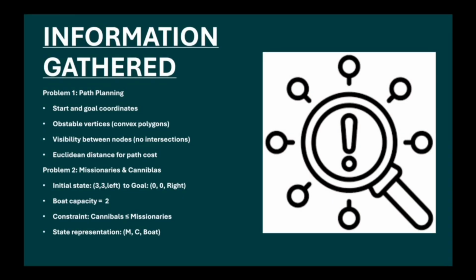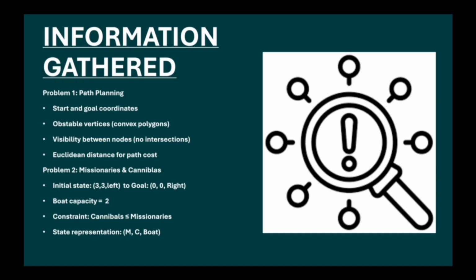For the experiment setup, we first gathered the key information needed to define each problem. For the path planning problem, we used the start and goal positions along with the vertices of the obstacles, which are modeled as convex polygons. We also applied visibility constraints, so the path avoids obstacles, and used Euclidean distance to measure the cost between points.